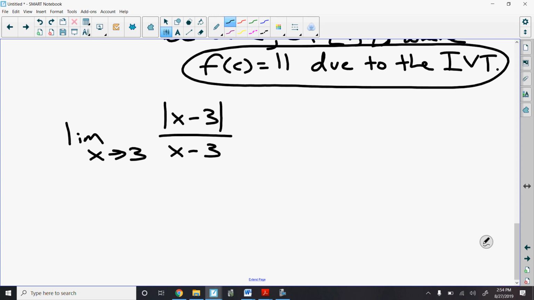So here's our problem. We have the limit as x goes to 3 of the absolute value of x minus 3 over x minus 3. One of our strategies, the first thing we do, is plug in our x value and see what happens. Well, it's pretty obvious here. When I plug in 3, I get 3 minus 3, which is 0. The absolute value of 0 is 0. So I get a 0 on top, and I get a 0 on the bottom.